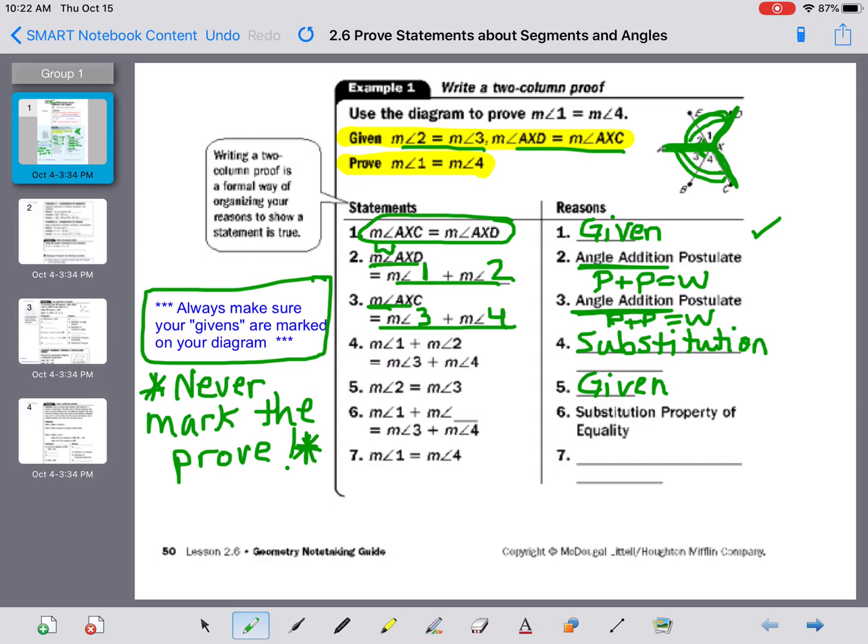Okay, step 6, we're filling in the blank on the statement, which means the reason should give me a hint. It says I substituted something in. Well, it looks like I took this equation from number 4, 1 and 2 equals 3 and 4, and I still have 1 and 3 and 4. What can I replace instead of measure of 2? Well, we just looked at this step, and they said measure of 2 equals measure of 3, so I'm going to replace 2 with 3 because I know they're equal.